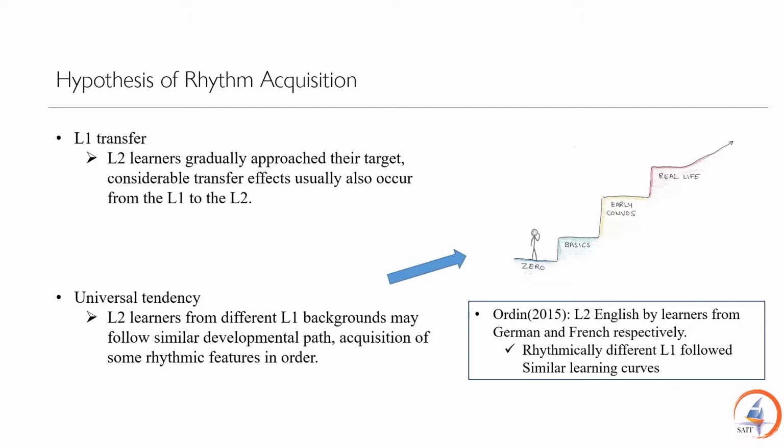Meanwhile, other studies focused on the universal tendency during the process of acquisition. Audin analyzed the production of L2 English by learners from French and German respectively. The results showed that learners from rhythmically different L1 backgrounds followed similar developmental paths, with no considerable L1 influence. Acquisition of some rhythmic features is in order, which might depend on the markedness of those features in the target language.